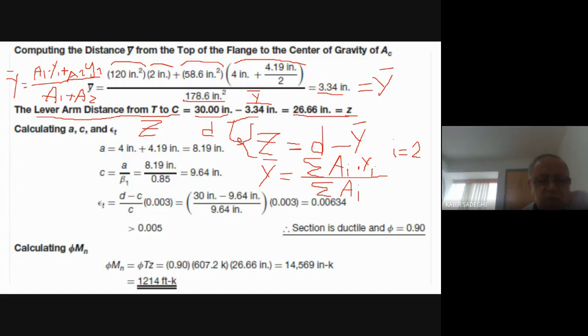And now we go and calculate epsilon T. You remember that. Let me change the color as well. Now, if you wanted to calculate epsilon t, we should calculate c values. For c, we should calculate a. A, we calculated, is 4 inches plus, let me show you A in the next figure.